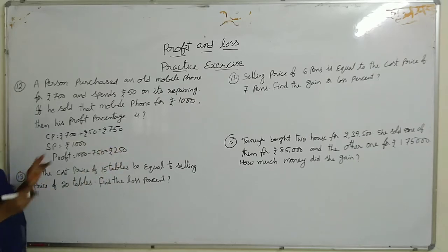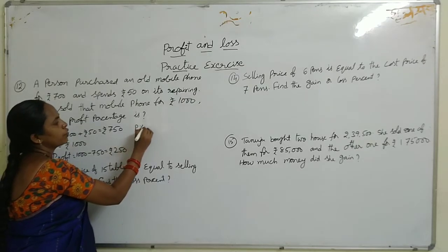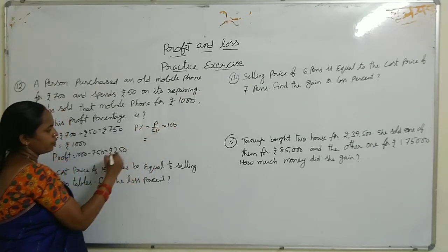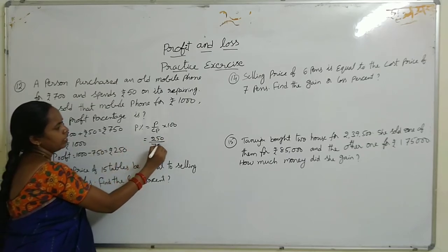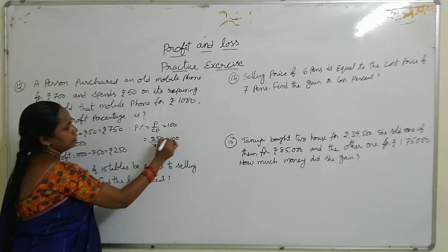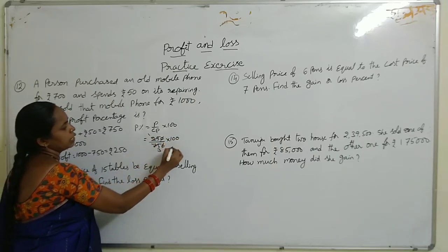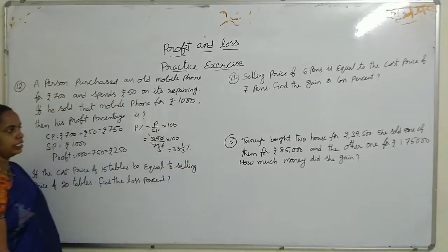Then what we have to find out? Profit percentage. So profit percent equal to profit by CP into 100. So here profit 250 and CP value 750 into 100. 0, 0, 25 ones, 25 threes. 100 by 3 means 33 1 by 3% or 33.33%.